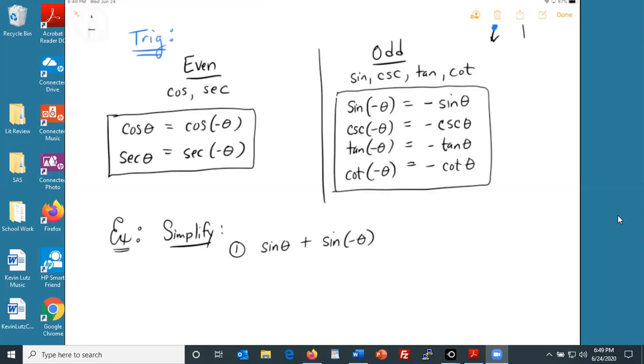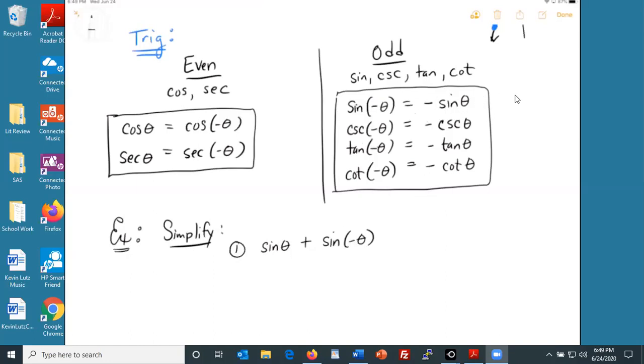Now, even and odd identities are usually easy to pick out because of the negative, right? Whenever you see a negative inside with the angle, that's always a dead giveaway that you're using an even or odd identity. So of course, find the one in the list above that matches sine of negative theta. So sine of negative theta is rewritten as minus sine of theta.